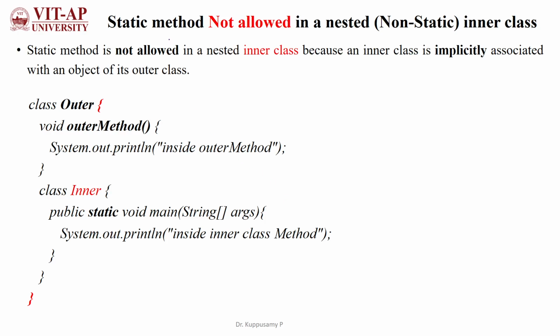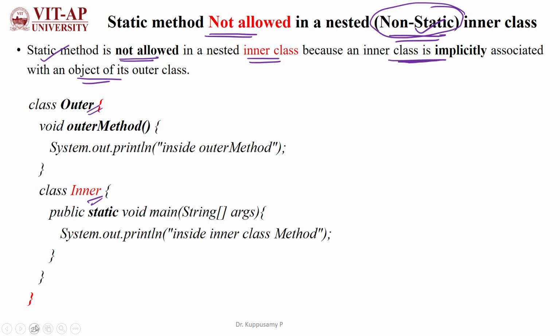Another feature of the non-static inner class is that it does not allow a static method. Look at that. A static method is not allowed inside the nested inner class, because an inner class is implicitly associated with an object of its outer class. So the name itself is non-static. That's why a static method cannot be defined inside the inner class, because the inner class has accessibility to the outer class.